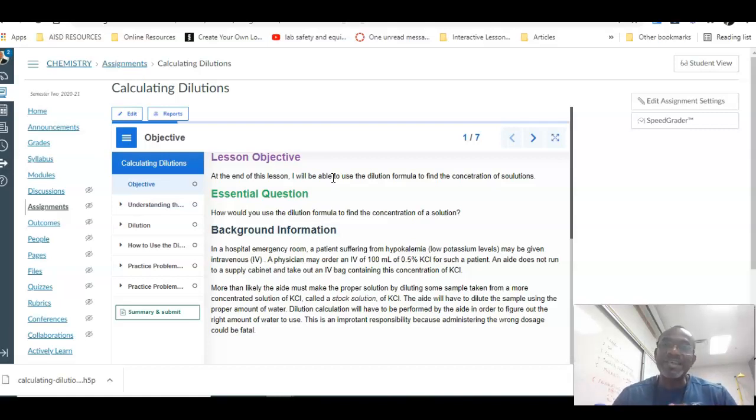So which means that as a nurse or as an aide working in a hospital, you have to know how to dilute the IV to the prescribed concentration. And most times, water is used in diluting the concentrated IV. Because if you give a very high dose of concentration, that could lead to the death of the patient.